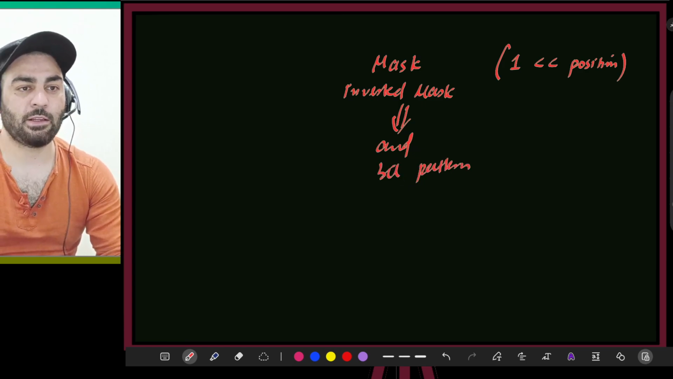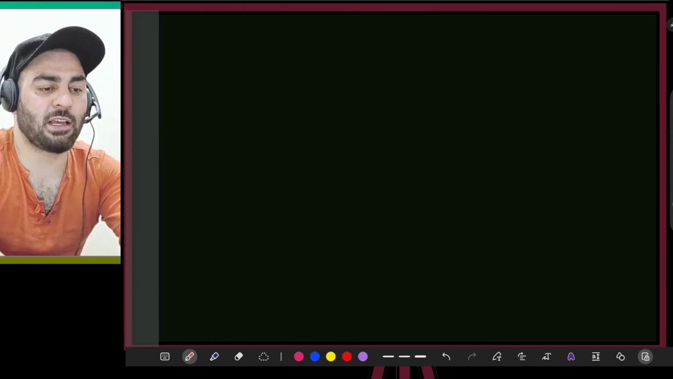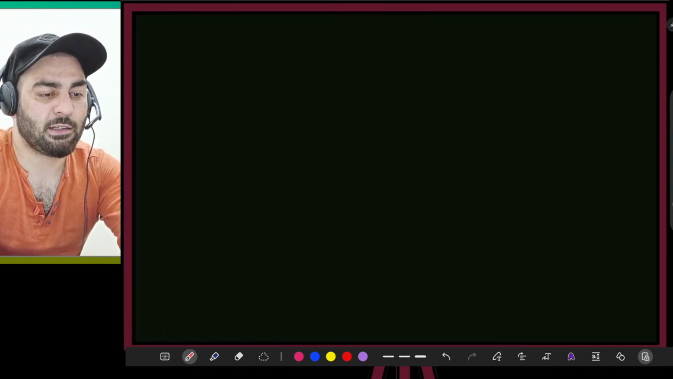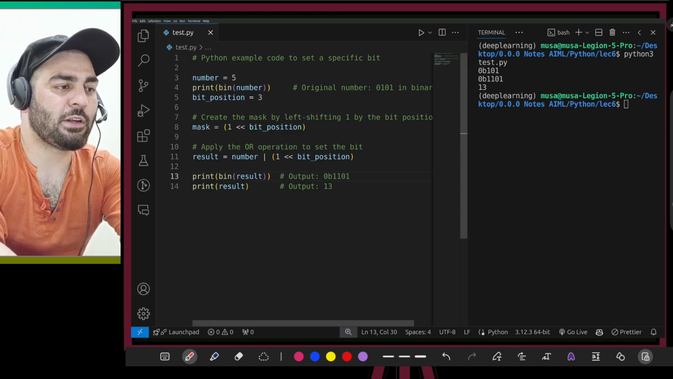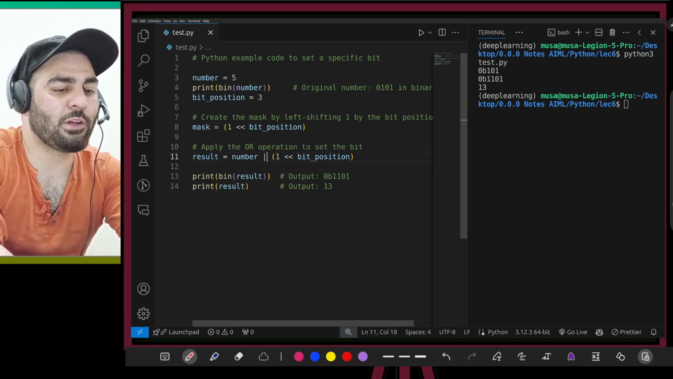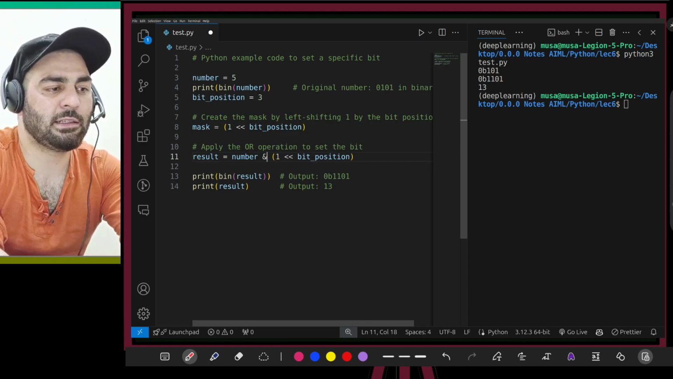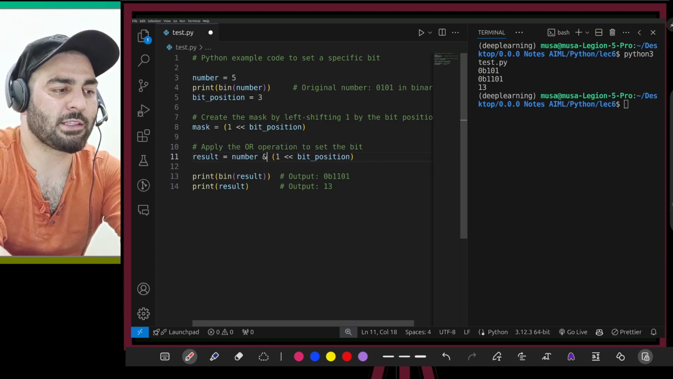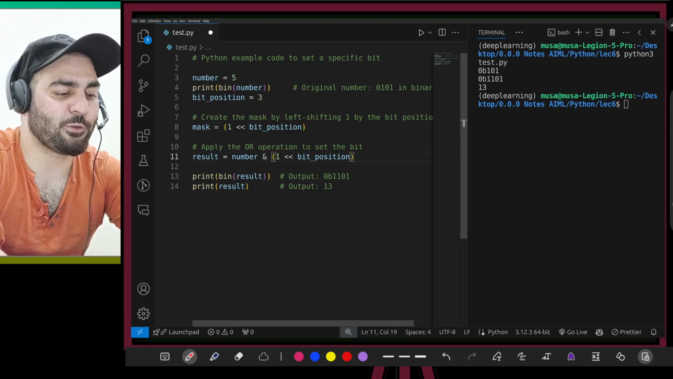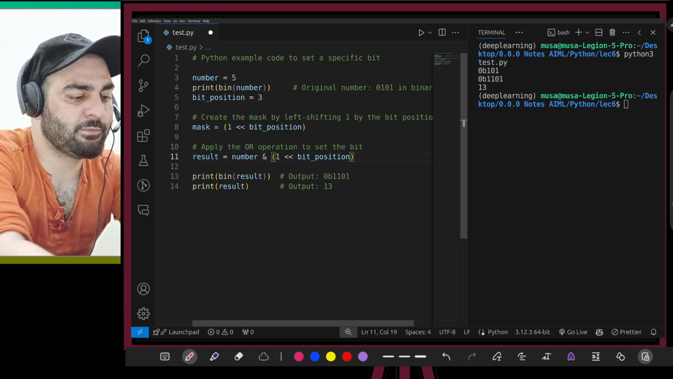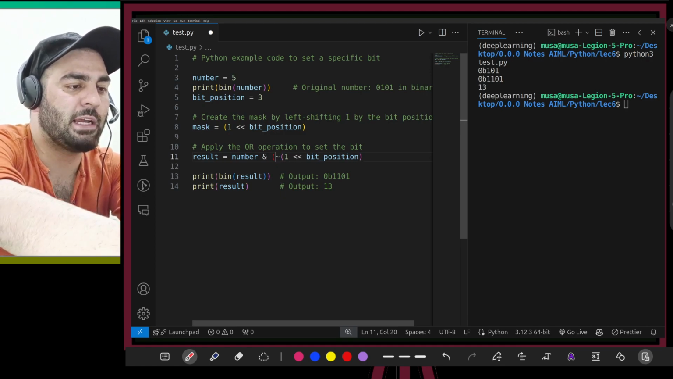Okay, so let's now go to the coding screen to see it. This is my VS Code. Now let's suppose I want to unset the bit. The mask is there. The only thing I have to do is perform NOT of the mask, to get the inverted mask. I can perform that over here also, but I need to take care of the precedence.